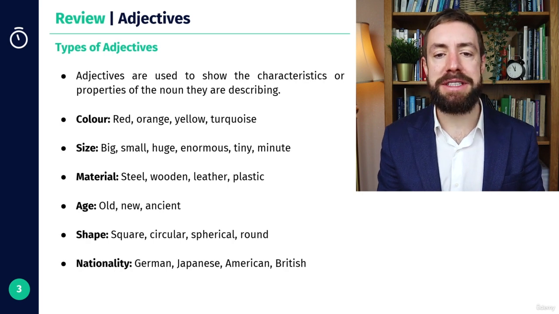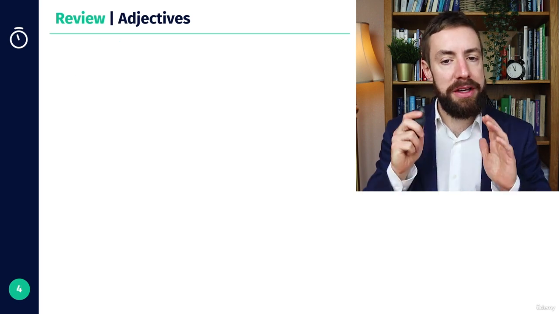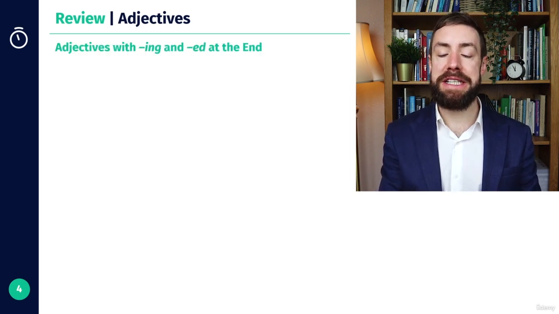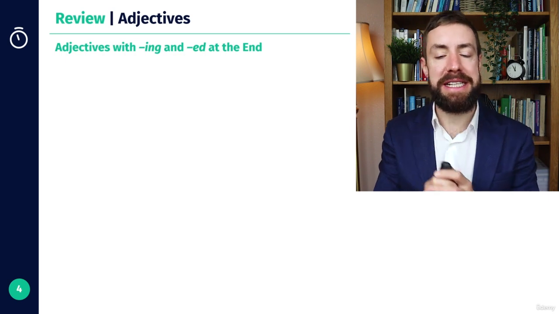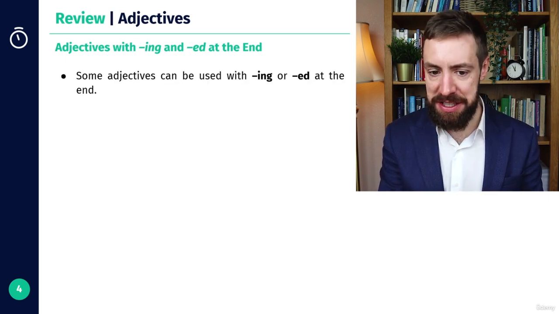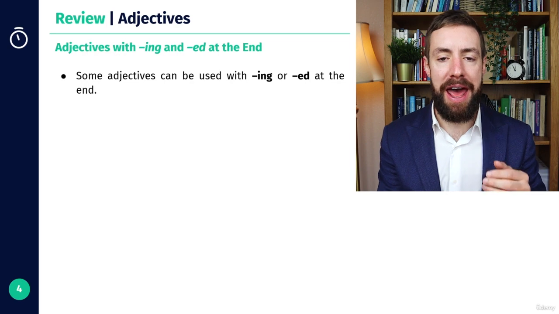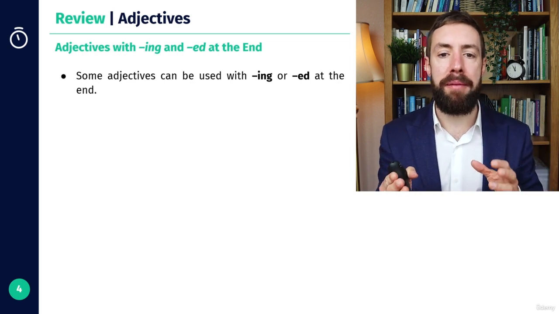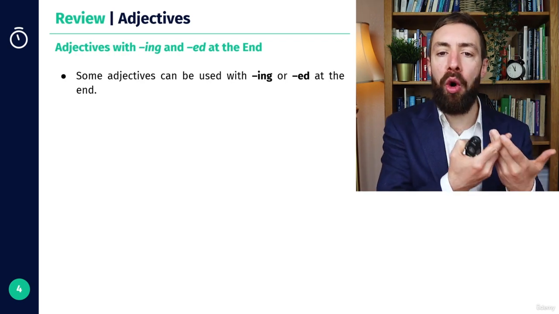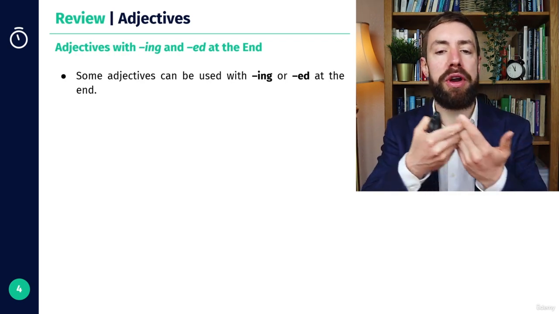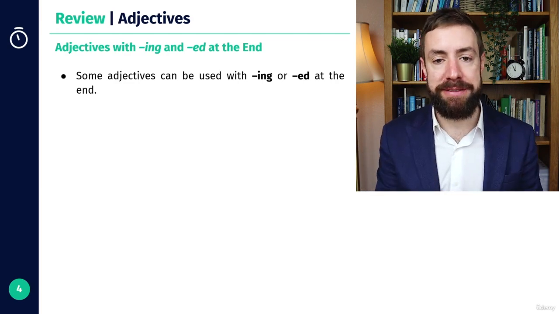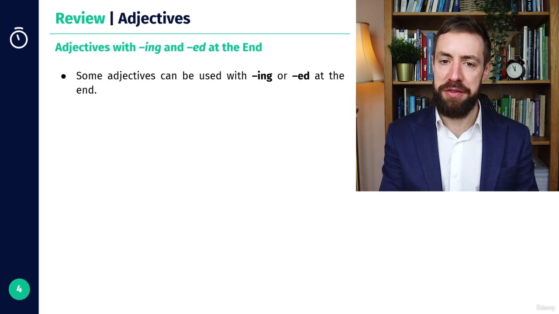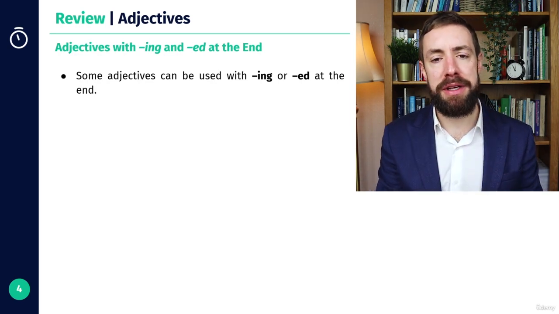There are many different types of adjectives. Now, a common mistake that people make with their adjectives is related to adjectives with ing or ed at the end. So, some adjectives can have the ing and the ed, and both of them are adjectives. For example, boring and bored. Boring and bored. They're both adjectives, but we use them in different situations. So this is something that many people get wrong.